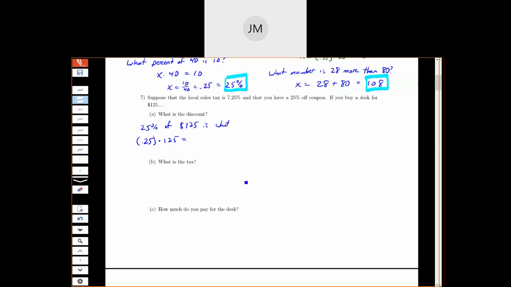So that's $31.25. Okay, so that's the amount of discount. So then that answers this question, but for moving on, what I want to do is write out the discounted price. Discounted price, or the new price of the desk, is going to be the $125 minus the amount of discount. So I get $93.75.